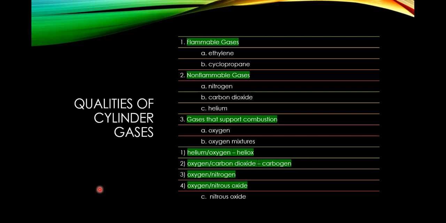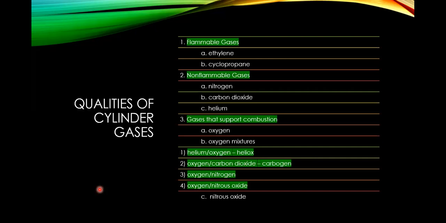Now, what about the gases that support combustion? Oxygen and anything that has oxygen in it, okay? As well as nitrous oxide. So oxygen, nitrous oxide, and anything that has oxygen in it support combustion. Those are the qualities, either flammable, non-flammable, or supports combustion are the three qualities of cylinder gases. Flammable, non-flammable, or it supports combustion.